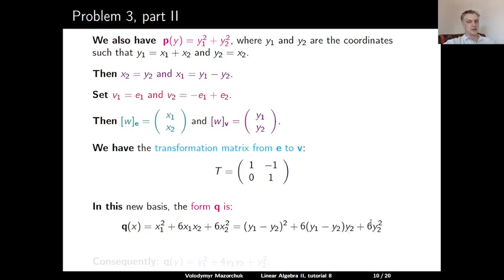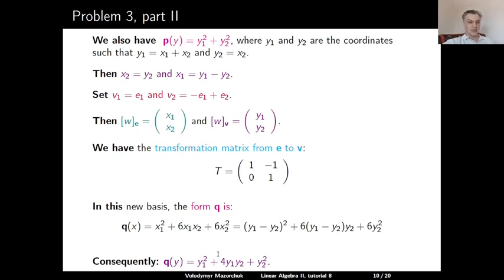plus 6 y2 squared. Consequently, Q of y is equal to y1 squared from here, plus, so we have minus 2 here and plus 6 here, plus 4 y1 y2, and then y2 squared: minus 6 and plus 6, so plus 1 y2 squared. So this is the expression for the form Q in the coordinates y.